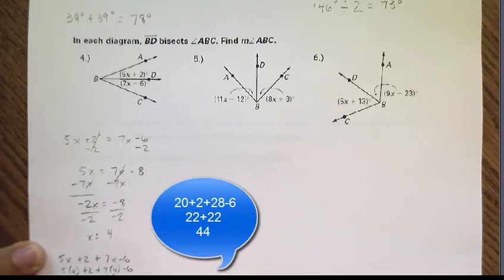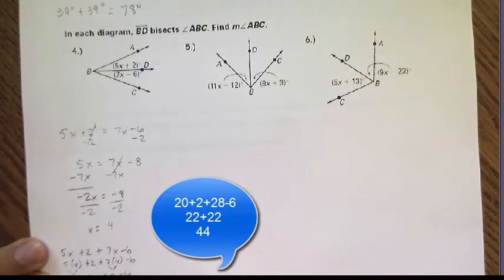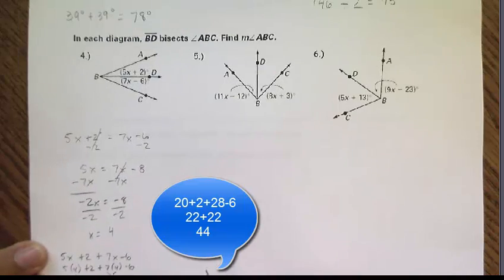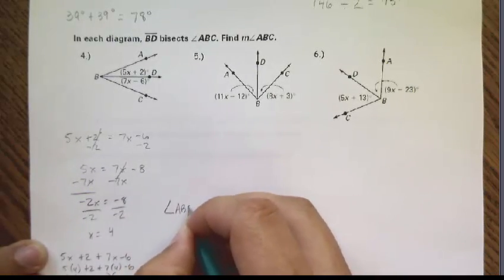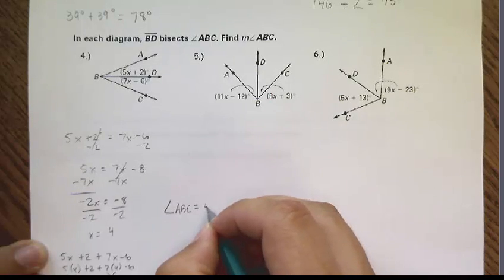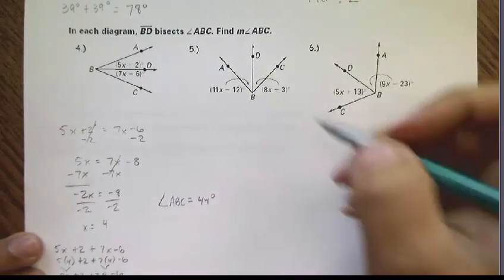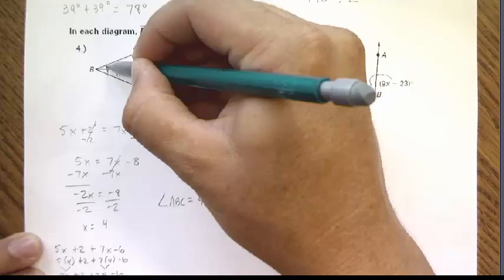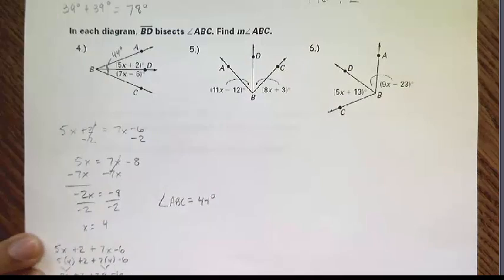Bring down our 6. 20 plus 2 is 22. 28 minus 6 is going to be 22 as well. Okay? 22 plus 22 is 44. So my angle, let's write this in, my angle for ABC is going to equal 44 degrees. Okay, and if we wanted to put it in here, we would do this. Okay, that angle equals 44 degrees.